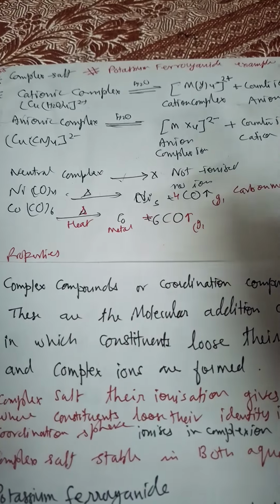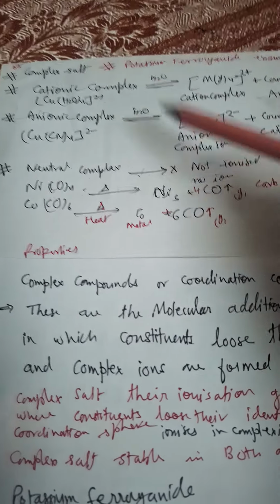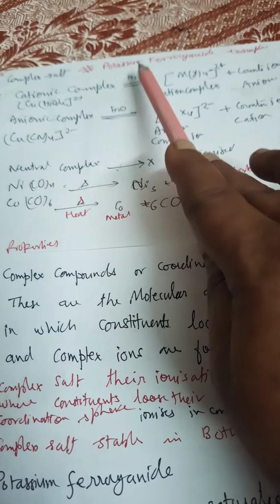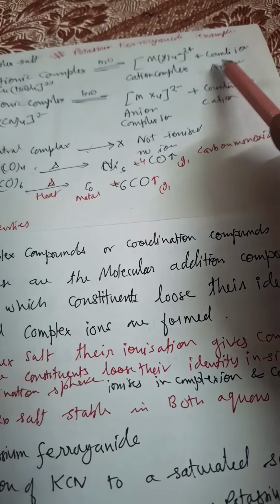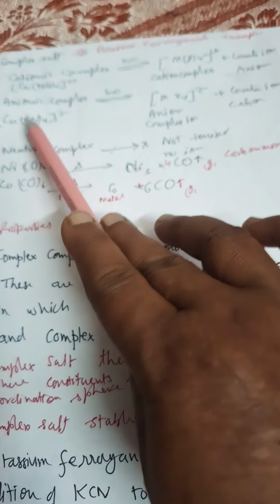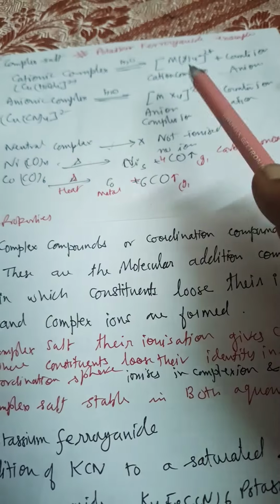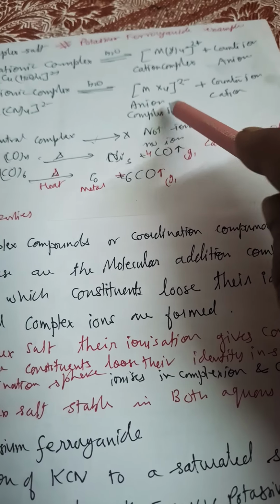Hello student, I am discussing here complex salt, what is the definition of it, and how many different types of complexes there are: cationic complex, anionic complex, and neutral complex. Cationic complex means when it dissolves in water, it will give a cation complex as well as a simple counter ion. Like that, anionic complex has a coordination sphere having two negative charge.